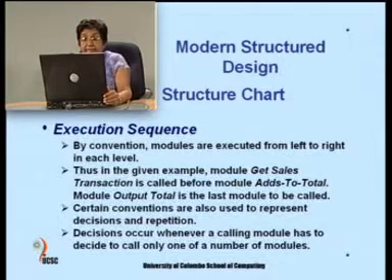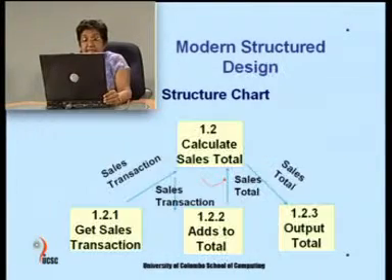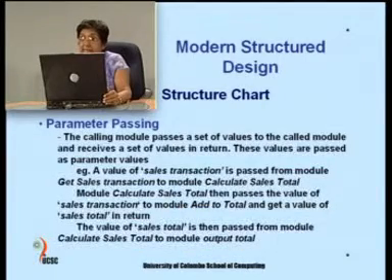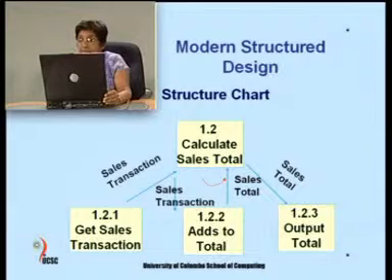And the execution sequence in this structure chart is by convention: modules are executed from left to right in each level. So, if you look at this example again in the diagram, the execution will be from left to right. So, first 1.2.1 will be executed, followed by 1.2.2 and then followed by 1.2.3. Here we have a structure chart which has only 2 levels. There may be structure charts with more than 2 levels. In that case, the lowest level will be executed from left to right first and then the next level and so on.